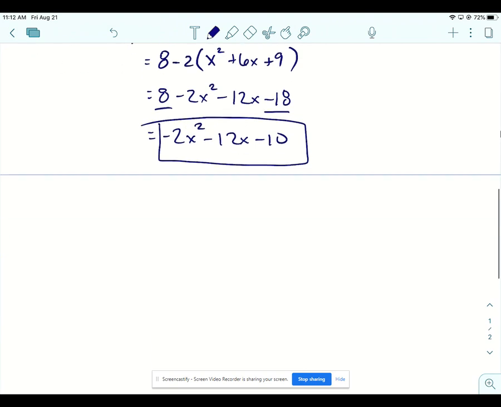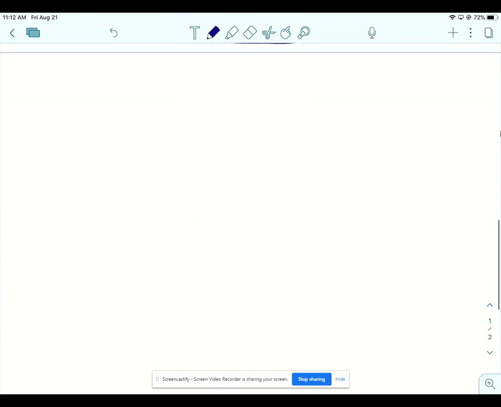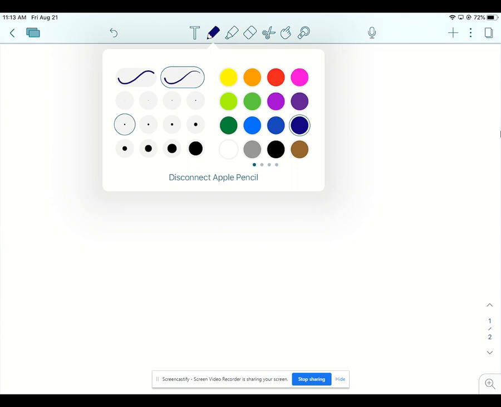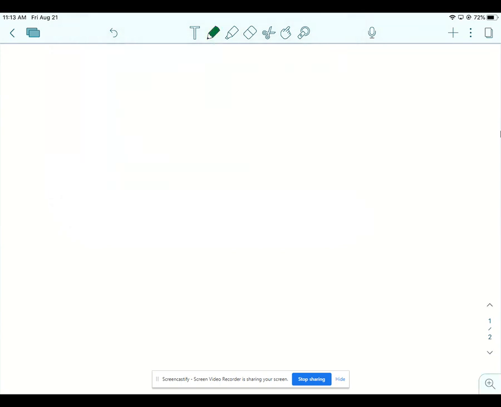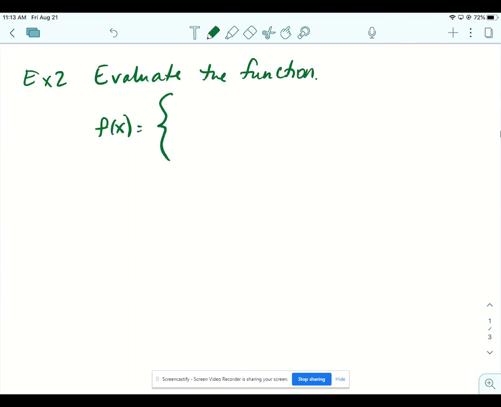Okay. So now we are going to do a piecewise function. If I move too fast for you when you're watching the video, you can always pause it and then go back and rewind it. So for example two, we're going to evaluate the function. And this function is going to be a piecewise function. Now, it may have been since algebra one since you talked about piecewise functions.